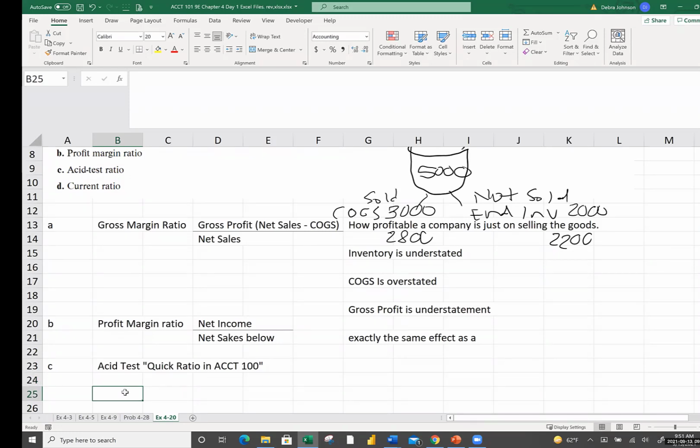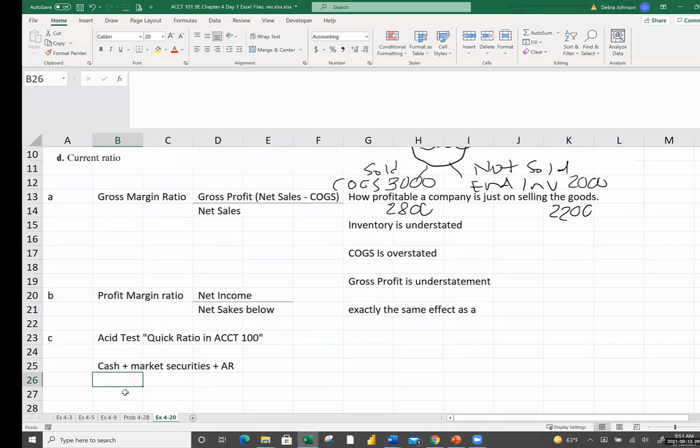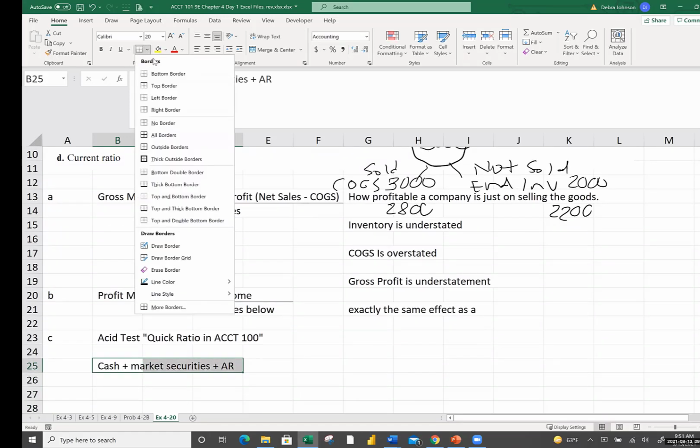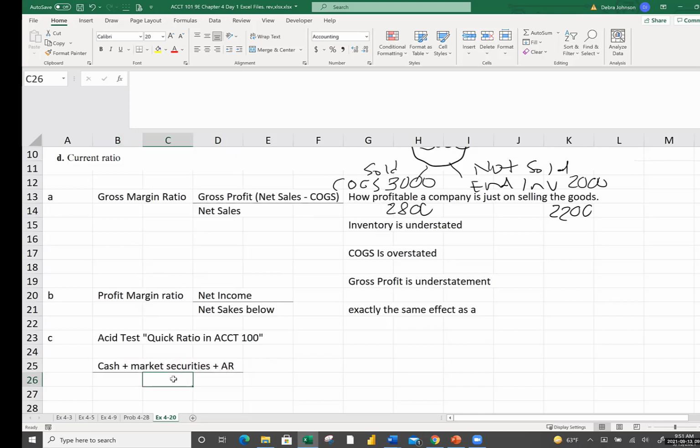And what that acid test did is it took the three most liquid assets that somebody could have, which is cash, marketable securities, those would be things like stocks and so forth, and accounts receivable. Those are the three most liquid assets a company can have. And it sees what percentage that makes up of the current liabilities.